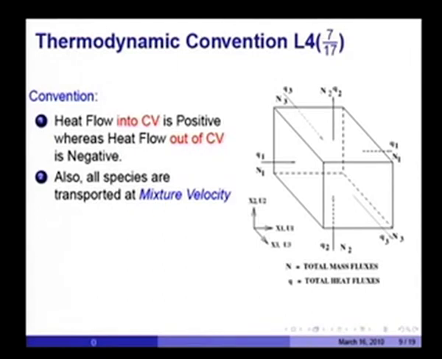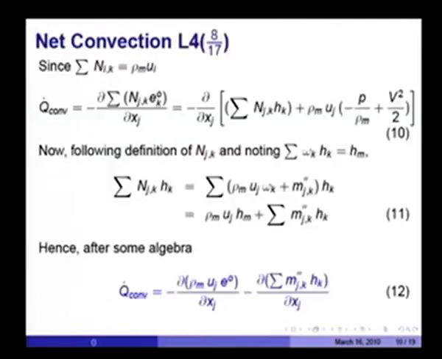And as we said before, all species are transported at mixture velocity. So, here I have shown all the net mass transfers and heat transfer that would take place across a control volume phase. N is total mass flux and Q is the total heat flux across the interface, across a control volume phase.